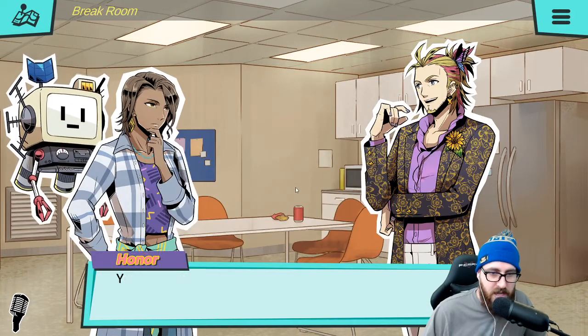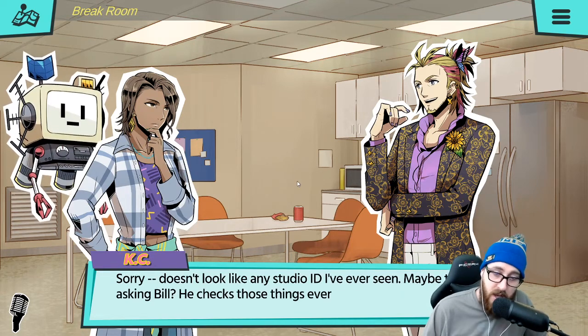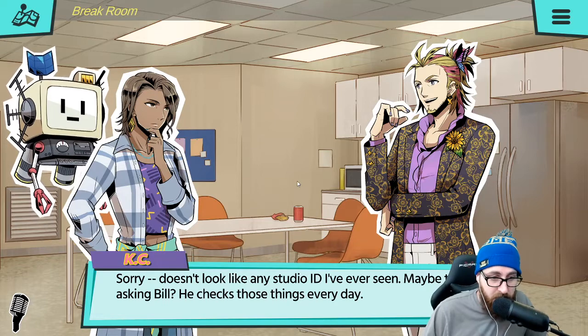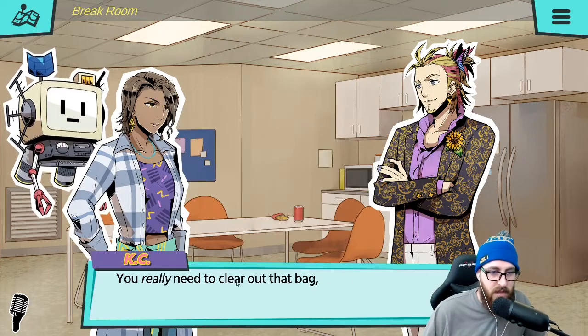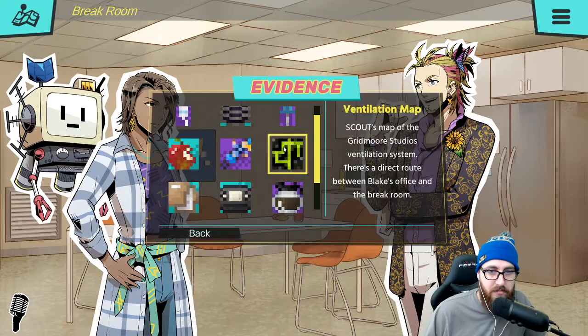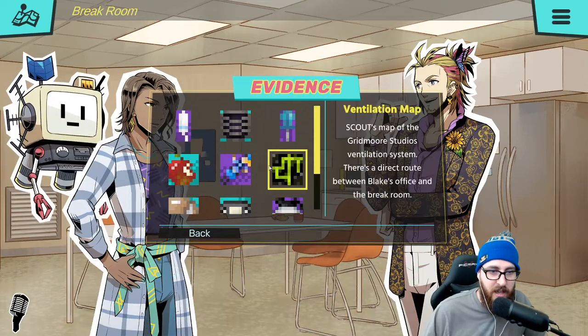ID card. Isn't that Tully in the photo? Yeah, I think it's his ID card, but I don't recognize the design. Any ideas? Sorry, it doesn't look like any studio ID I've ever seen. Maybe try asking Billy. He checks those things every day. Cool. Coffee. You really need to clear out that bag, babe. An apple. Okay, got it.